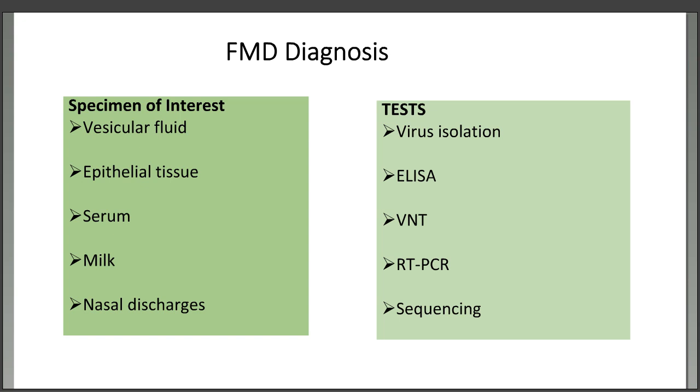For virus isolation in Nigeria, we are using a cell culture line called ZZR, and we use 3ABC ELISA. VNT is a technology that up till now we are not using, because you have to work with the live virus, and we don't have the facility to contain the live virus. For RT-PCR and sequencing, we normally use the Pirbright Institute for sequencing our isolates.